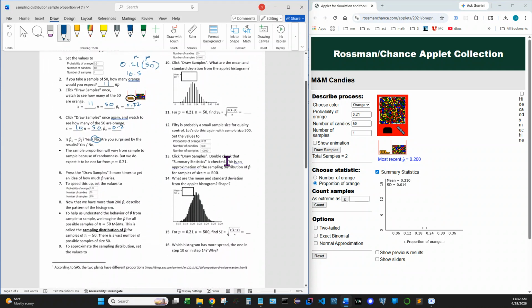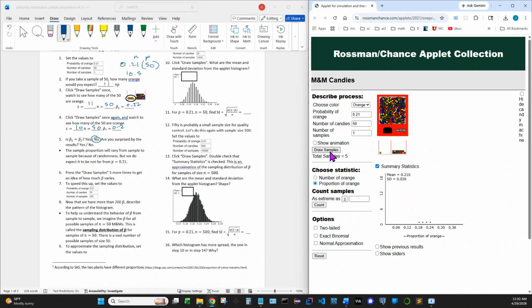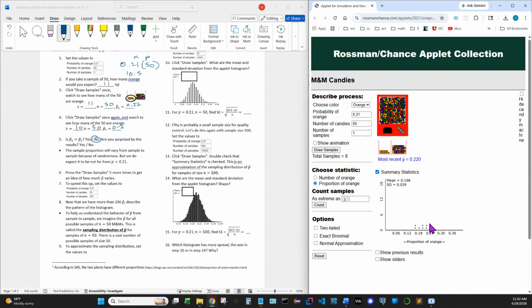So let's do this a few more times to get an idea of the range of these samples. Okay, so we're down here on step 6. We're going to draw samples a few more times. Notice each time we do a sample, we get a dot down here, and it's creating a dot plot. So let's do 2, 3, 4, 5, 6. So notice each time we get a slightly different proportion, and that's okay. We expect that, right? So now we've done 8 samples.